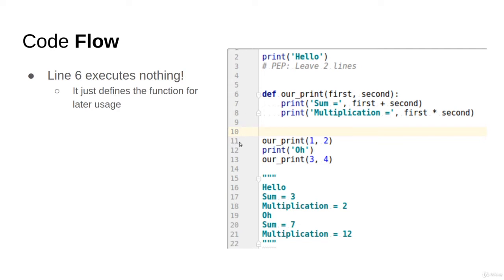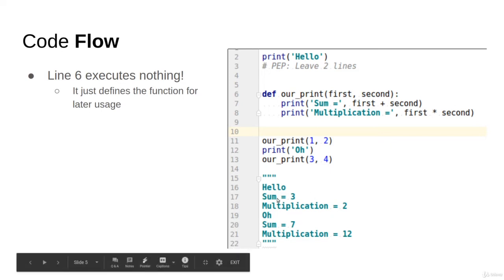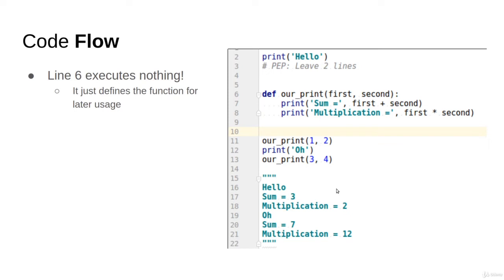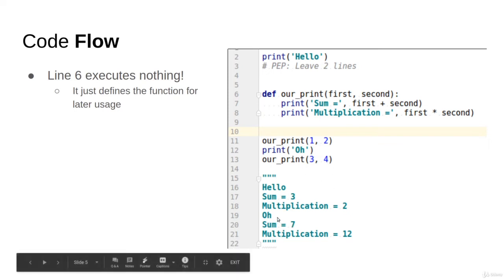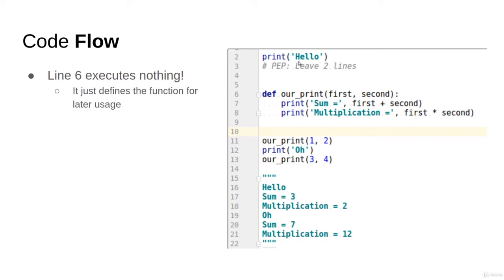In line 11, we start to call our print and pass 2 arguments, 1 and 2. When we do that, the function will be called like any other function we learned previously. It takes 2 numbers, which are 1 and 2, sums them, multiplies them, and prints here sum 3 multiply 2. Then we printed another statement ourselves, and then we called the function again with 2 new arguments, 3 and 4, which sums and multiplies them. So again, as you see, if there are some lines before the function, they can be executed.